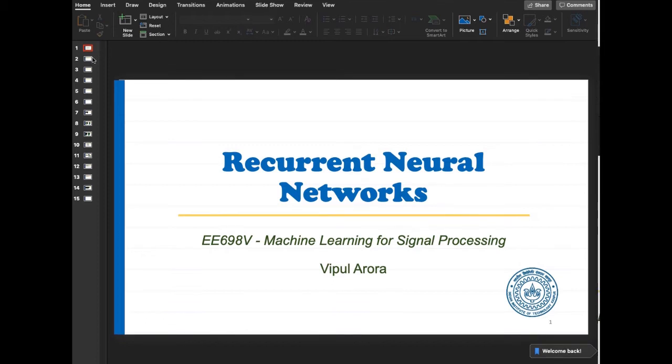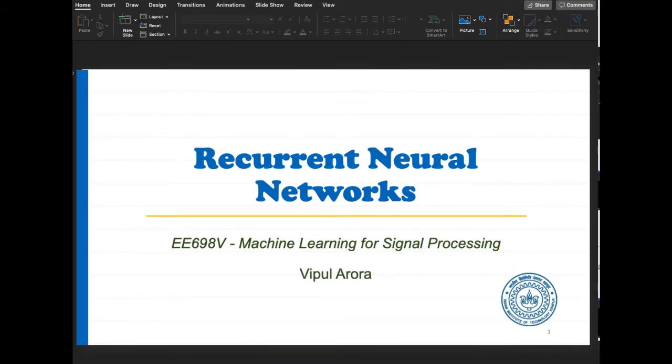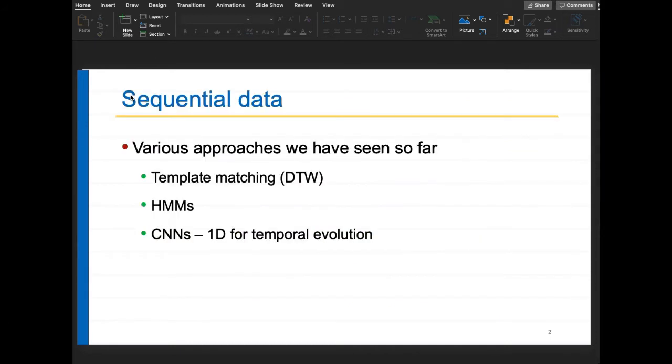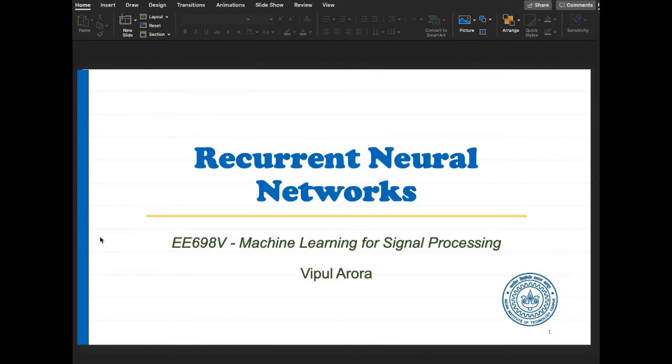So now we'll be discussing the next topic. Okay, same topic basically, sequential data. So okay, let's start with the presentation. Sequential data. What did we discuss? What approaches have we seen so far to model sequential data?